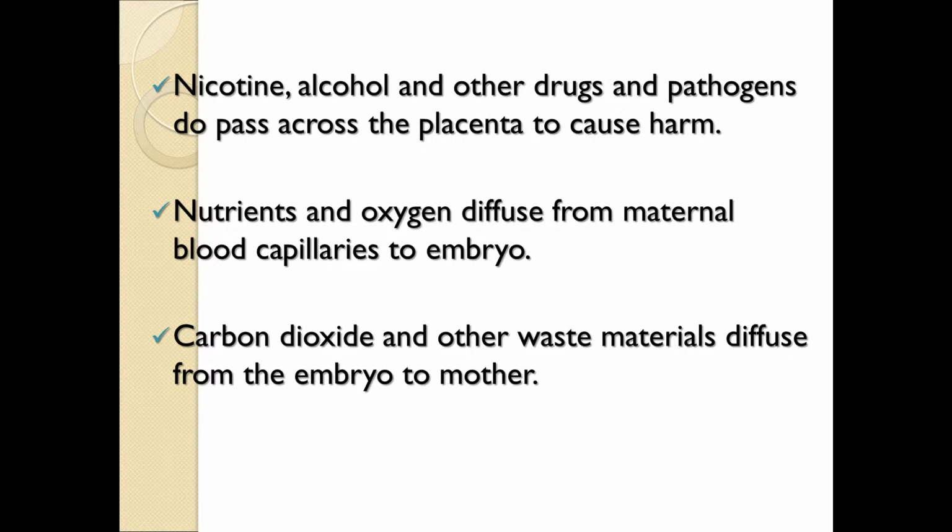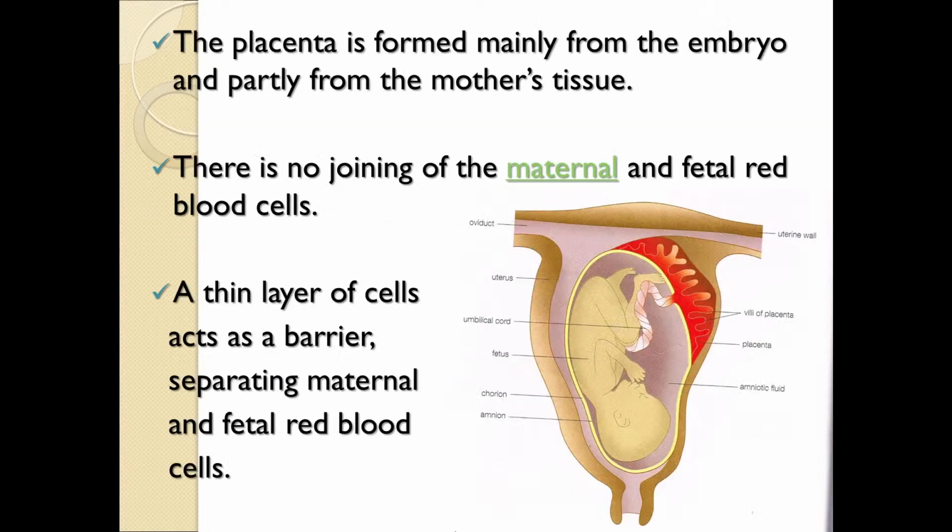So in terms of the placenta, the placenta is like an exchange section where the useful substances that the embryo needs to get from the mother go across from the placenta, and the waste materials that are produced by the embryo go across from the placenta into the maternal blood. So it is like an exchange point.